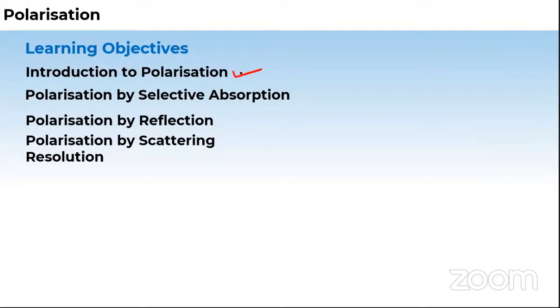And today, the introduction to polarization is done. So we'll see there are three ways of polarizing a light or a radiation. There is polarization by selective absorption, by reflection, and by scattering. So there are three ways of polarization: one, two, and three.